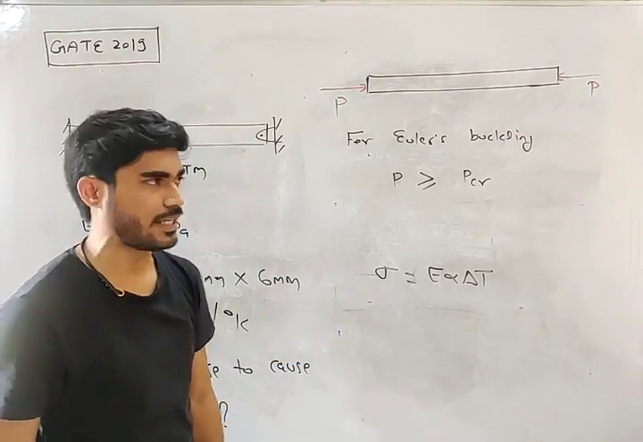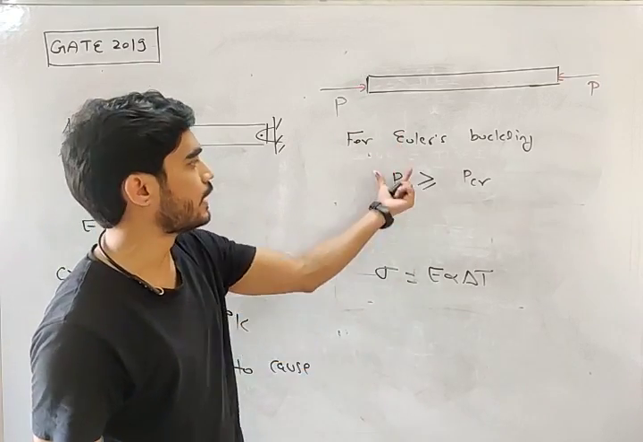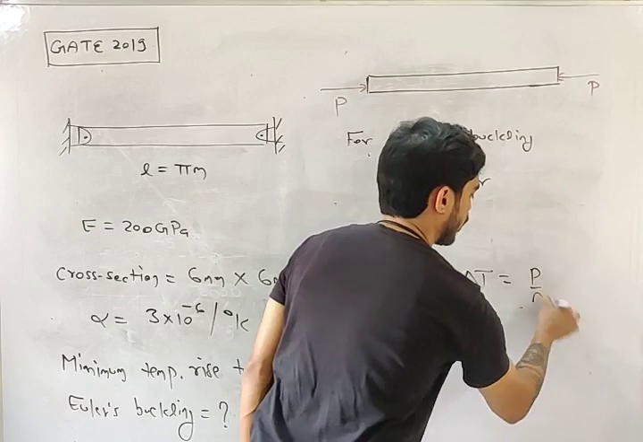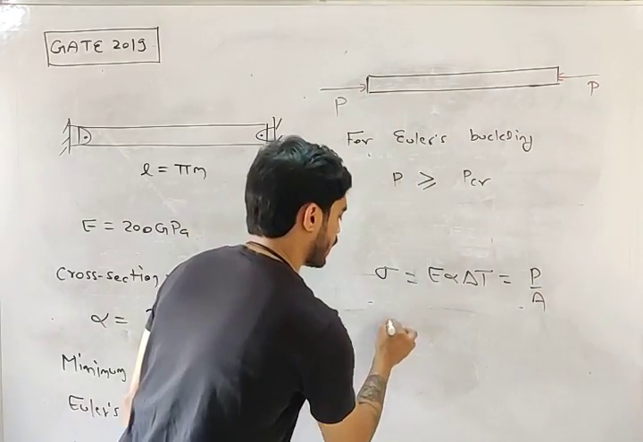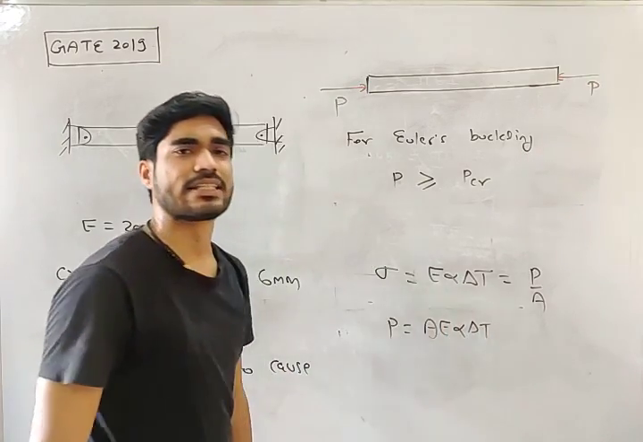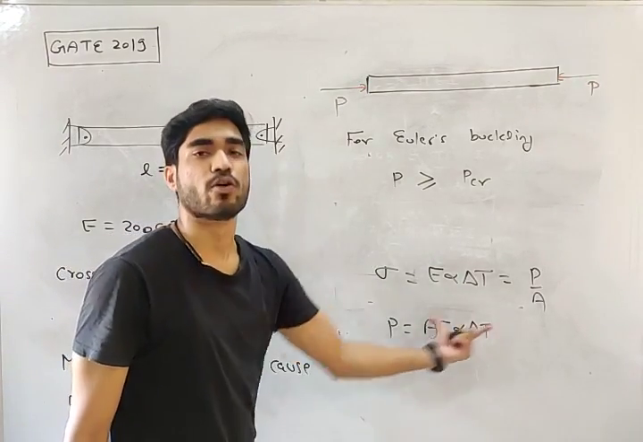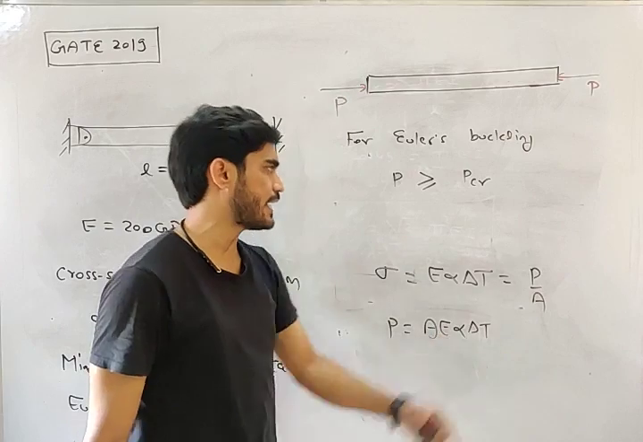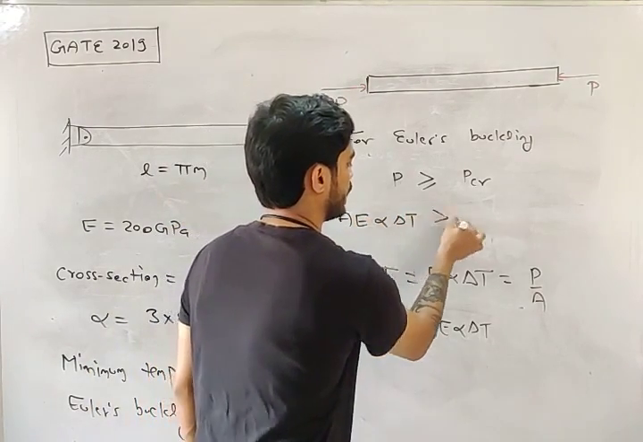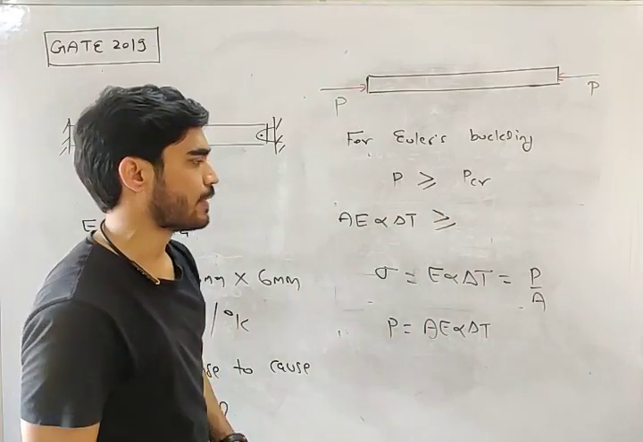Sigma equals E alpha del T, but here we don't need sigma, we need load. Sigma is load upon area, so the load will be A E alpha del T. E alpha del T is thermal stress, and this is the thermal force. So A E alpha del T should be greater than or equal to P critical.